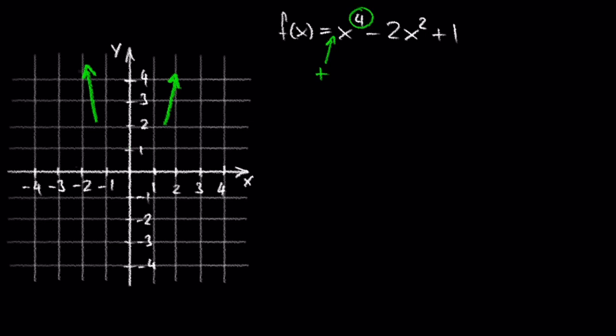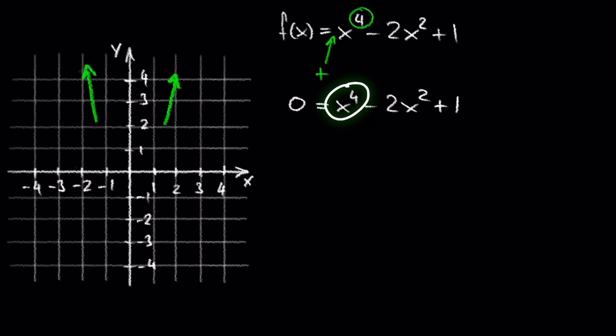Let's find out the zeros to know if and where the graph intercepts the x-axis. Recall that the y-coordinate of a graph which crosses the x-axis is 0. So let's set x to the fourth minus 2x squared plus 1 equal to 0.